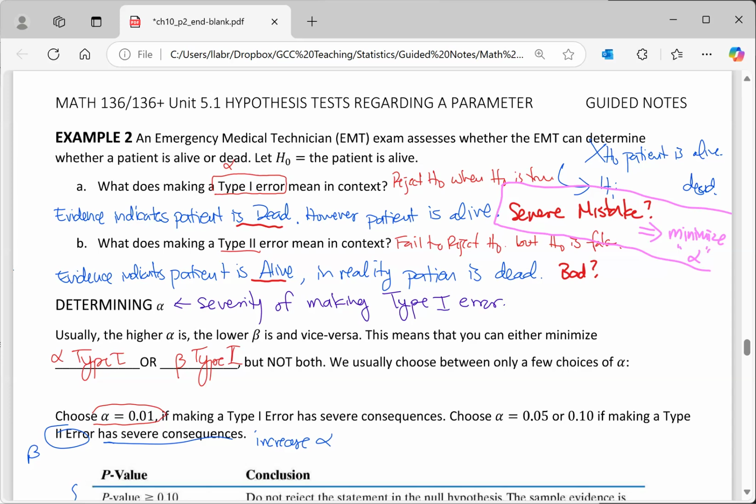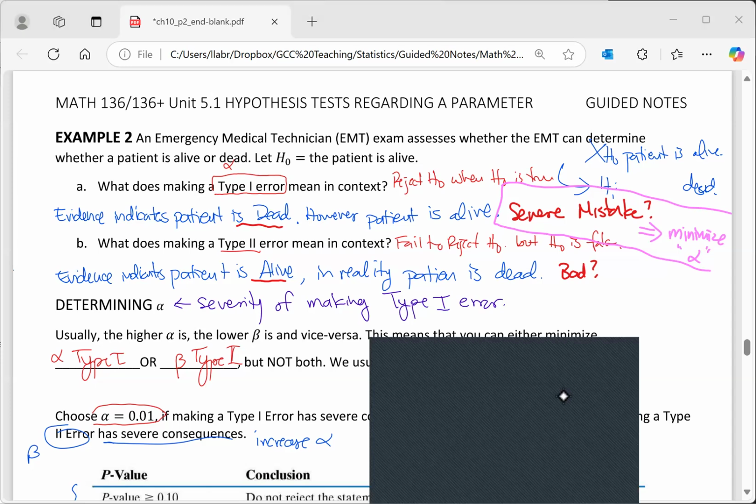So if you ever wondered, we're just always doing alpha 0.05 because that is a nice halfway point between minimizing alpha or minimizing beta.